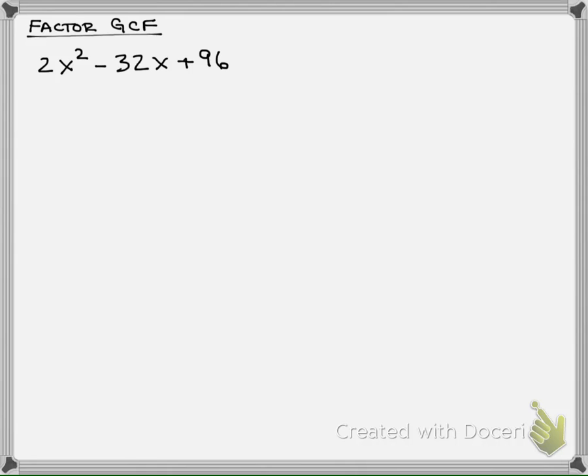In this problem, we're going to use both the GCF and the short AC test together. We see that all the terms are multiples of 2. So on the outside of the parentheses, we're going to write a 2. We're left with x squared minus 16x plus 48. Now, on the inside of the parentheses, we're going to do the short AC test.